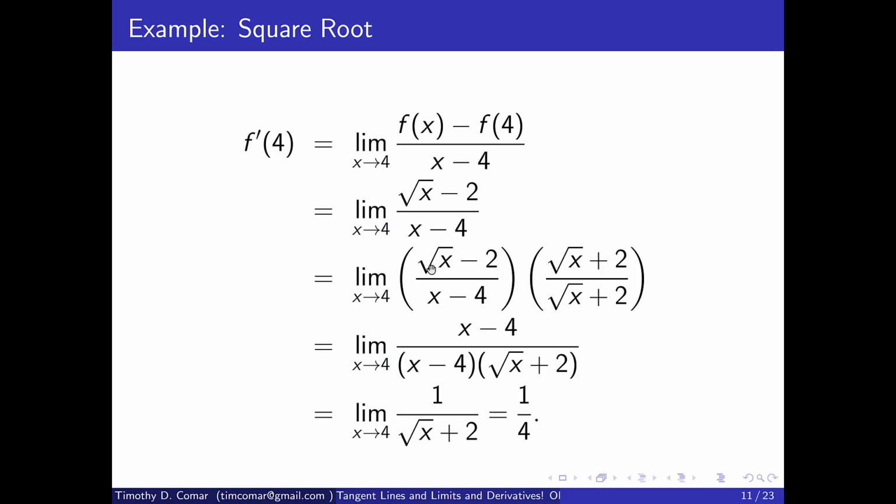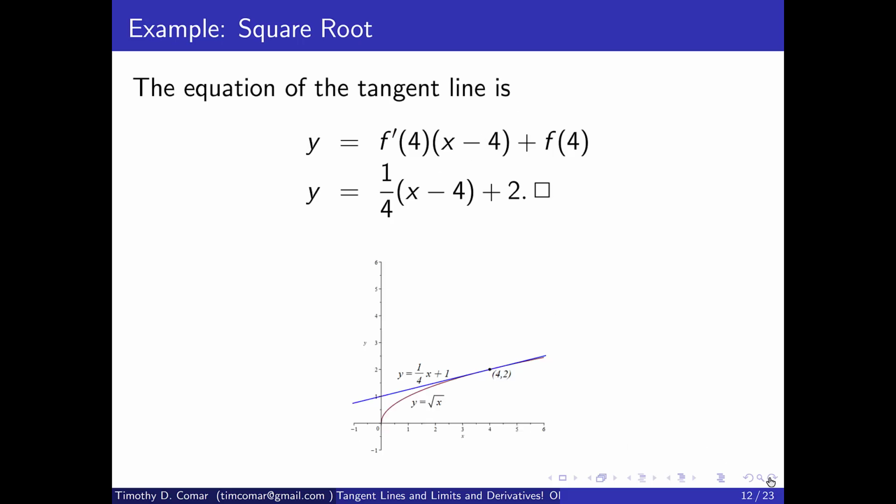So when we multiply the square root of x minus 2 times the square root of x plus 2, we just get, again, via difference of two squares, x minus 4. And the x minus 4's cancel out. So we're simply left with calculating the limit as x goes to 4 of 1 over the square root of x plus 2, which is just 1/4. And that is the slope of our tangent line.